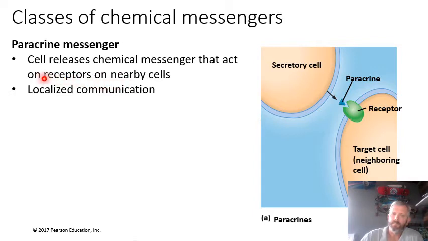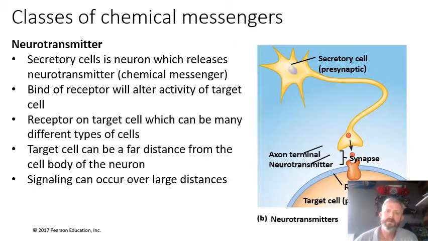In our lab today, one of the signals we're looking at is a paracrine messenger. But if there's a cell over here that doesn't have a receptor, it can't listen. It can't respond to this chemical messenger. Only the cells that have a receptor are going to respond to that chemical messenger, in this case, a paracrine messenger.